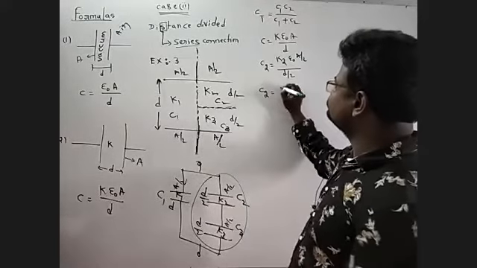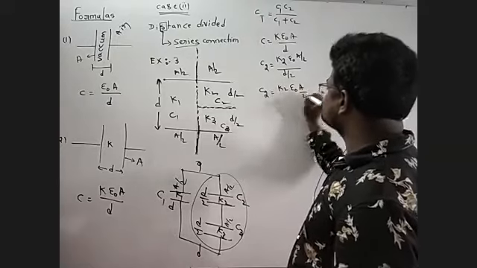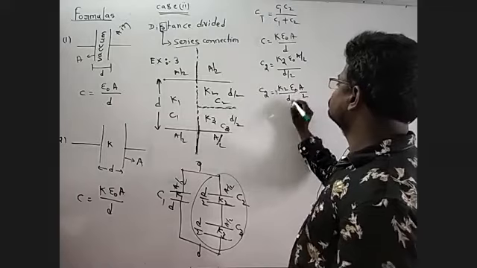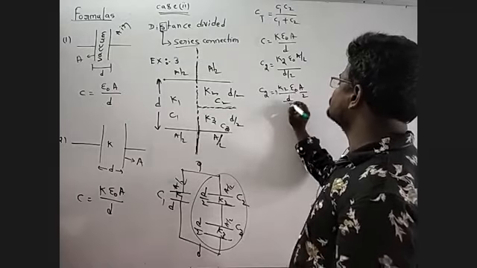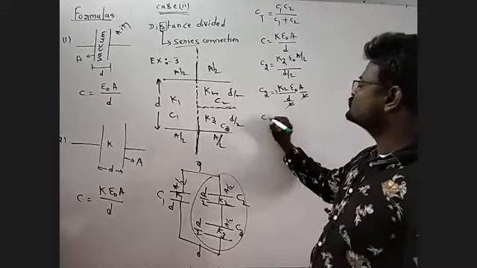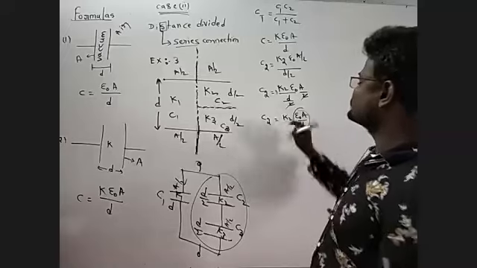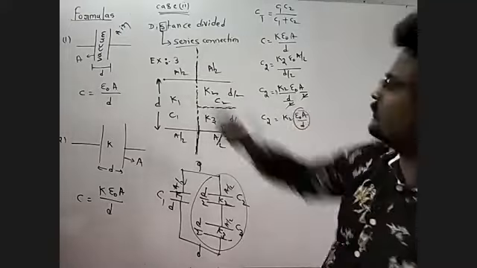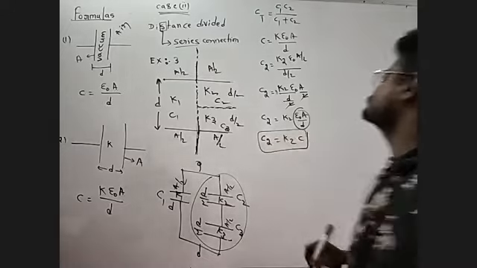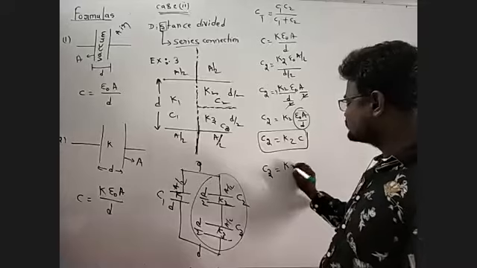C2 is equal to K2 epsilon naught, A by 2, divided by D by 2. Take the opposite D. The 2 cancels. C2 is equal to K2 epsilon naught A by D. This epsilon naught A by D is the first formula C. So C2 is equal to K2 C. Similarly, the C3 value is K3 C.